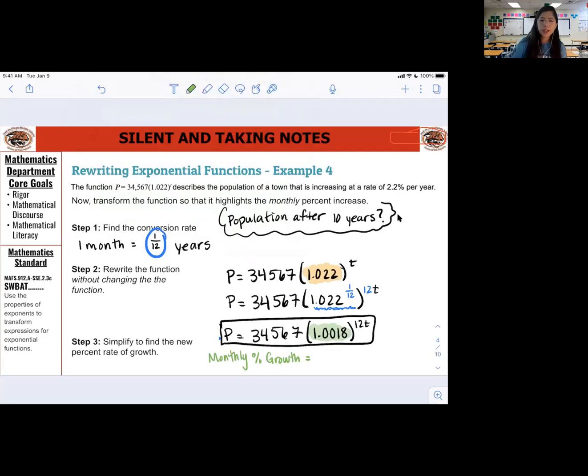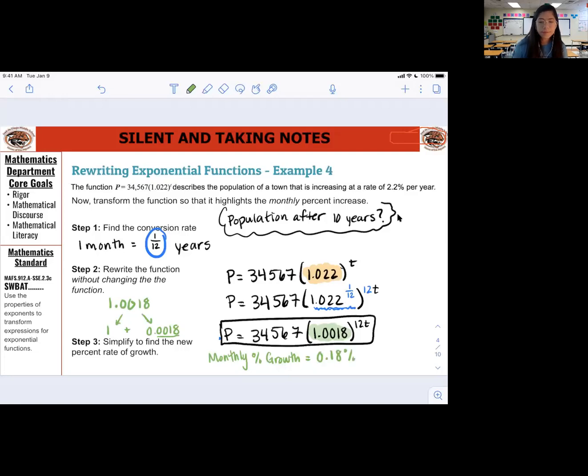So it's a little bit more challenging, right? We have 1.0018. So that's 0.18, it will be 0.0018. Then what is 0.0018 as a percentage? I think Lauren, I think you said it correctly. Can you say it again? 0.18.